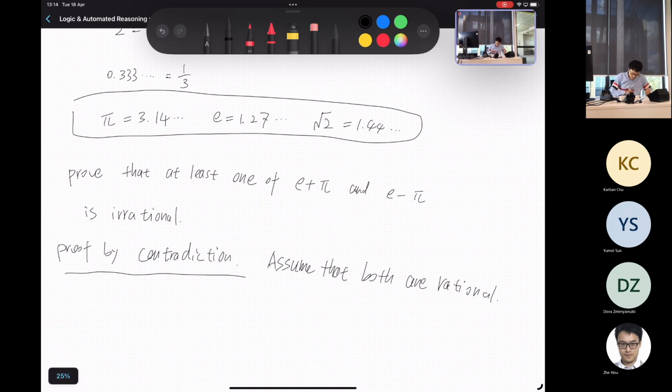Okay, so what do we get? But then we can add them up. What do we get? We get 2 times E. Okay, and we know that 2 times E is irrational. So this guy is irrational. So if the sum of these two numbers is irrational, then at least one of them has got to be irrational, right? So something's wrong with the assumption. Okay. So the assumption is wrong.